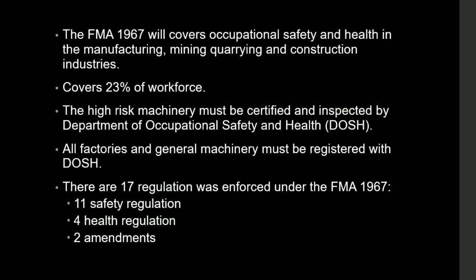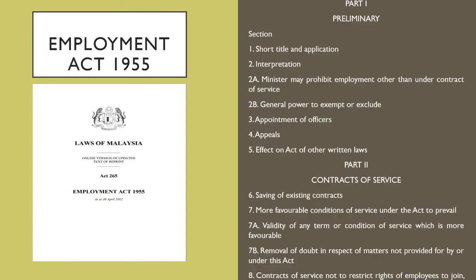The high-risk machinery, such as boilers and fired pressure vessels, passenger lifts, and other lifting equipment, must be certified and inspected by the Department of Occupational Safety and Health (DOSH). All factories and general machinery must be registered with DOSH before they can be installed and operated in Malaysia. There are 17 regulations most enforced under the FMA 1967, which are 11 safety regulations, 4 health regulations, and 2 amendments. Next, Employment Act 1955.